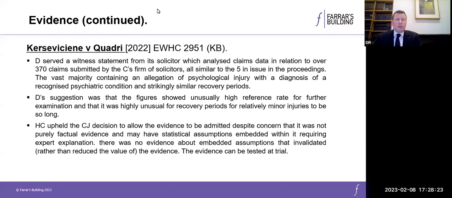And the High Court has upheld the Circuit Judge's decision to allow that evidence to be admitted, despite there being some quite considerable concern that it wasn't purely factual evidence, that it might have statistical assumptions embedded in it that would require an expert to explain and to propound upon. But on the application to exclude that evidence, there wasn't any expert evidence. There wasn't any evidence about the embedded assumptions that would invalidate the defendant's survey and statistical analysis. There wasn't any evidence about that being invalidated as opposed to the evidential value being reduced. And so the decision of the High Court is that that evidence can be tested at trial if it ever comes to trial.